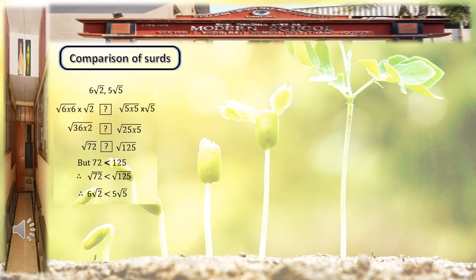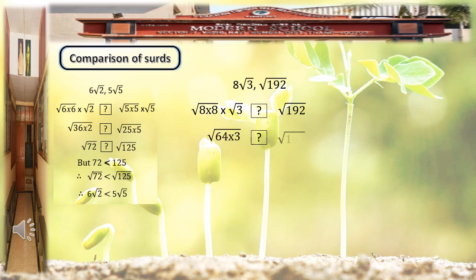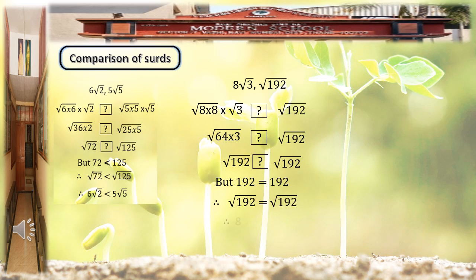Second example. Compare 8 root 3 and root 192. Here, 8 can be written as under root 8 into 8. 8 into 8 equals 64. So, keeping 64 and 3 under one root and multiplying, we get the answer under root 192. And we see that the other side is also root 192. But we know 192 equals 192. Therefore, root 192 is also equal to root 192. Hence, 8 root 3 is equal to root 192.